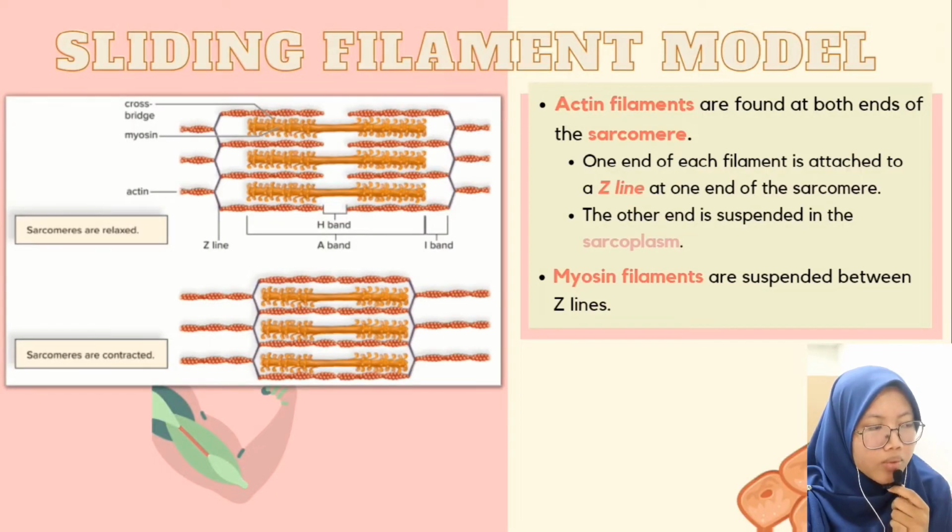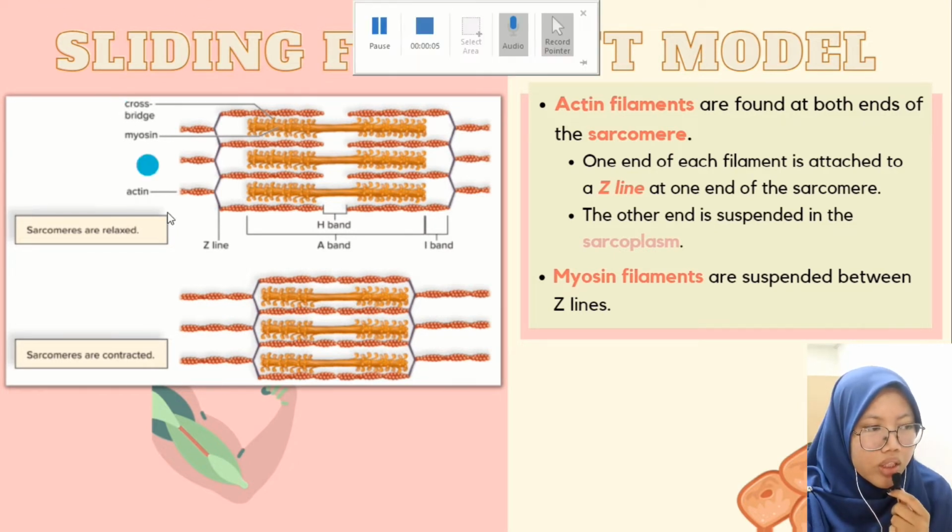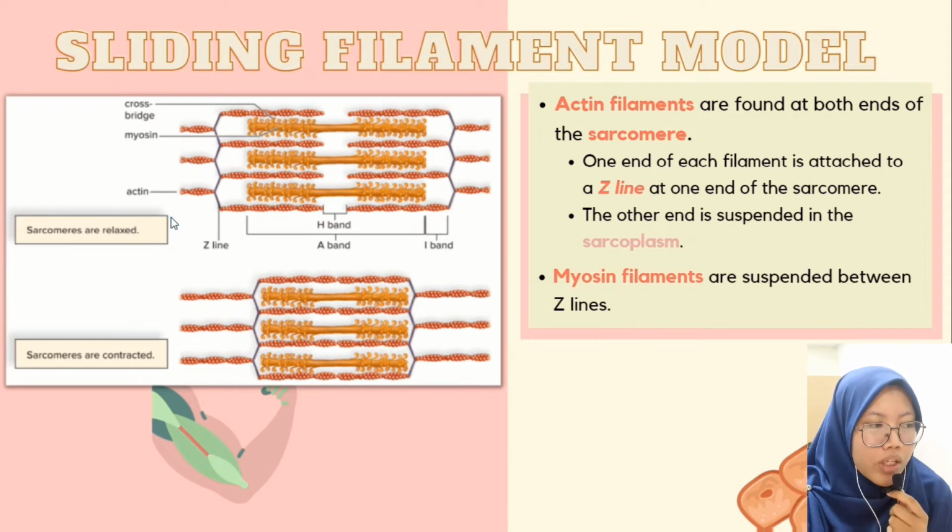Now I will explain about the sliding filament model. First I will explain about the structure of the sarcomere and the protein filaments, or we can say the actin filament, where we have myosin and actin.